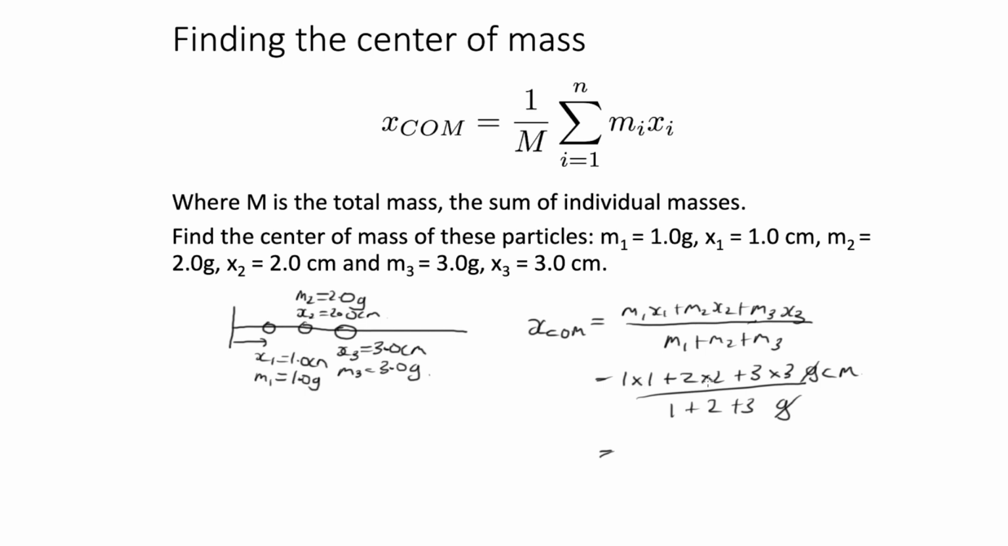And so we've got 1 plus 4 plus 9, which is 14, divided by 1 plus 2 plus 3, which is 6. So this is equal to 2.3 centimeters. So we found the x-coordinate of the center of mass of this system. You can see it's going to be around about here, which is kind of what we expect because this one here is heavier than these ones. So you'd expect it to be closer to the third mass than the first two.